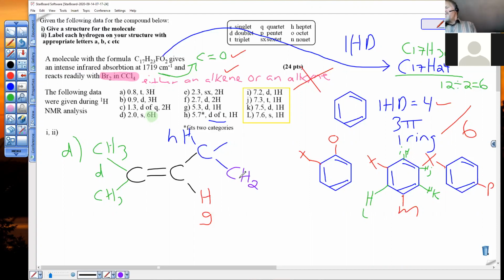So we have two H's here. We've got lots of possibilities for it. It could be C, it could be E, or it could be F.